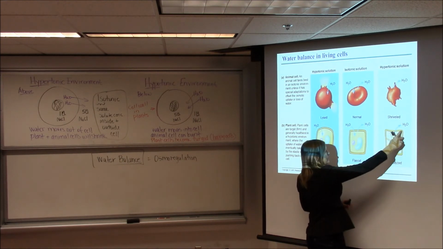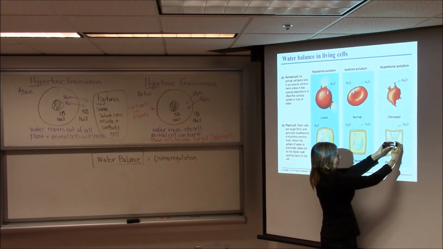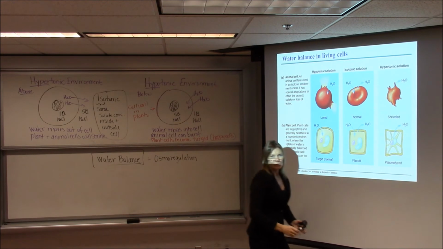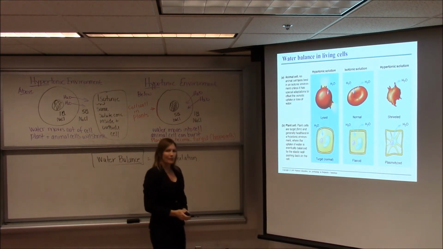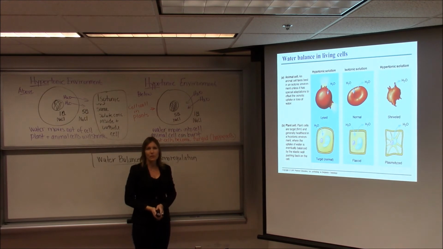Now in a plant cell, this cell wall stays rigid, but what's going to happen is that plasma membrane is going to shrink down as the water leaves. Same for this sad little shriveled cell. Okay, so that is osmosis. Also considered passive transport, no energy required. Next, we're going to start talking about active transport where energy is required.